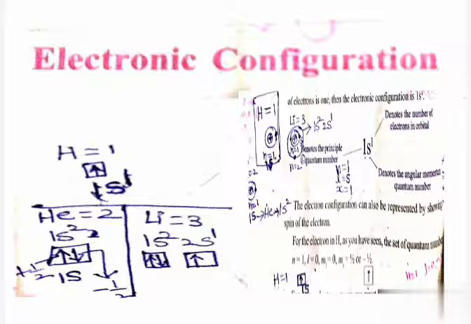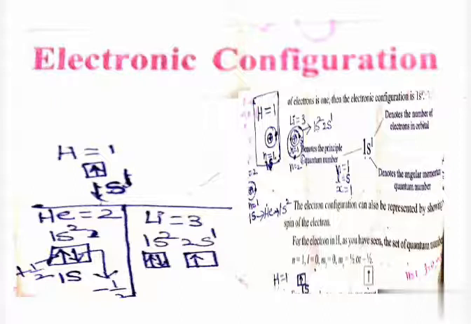We will discuss electronic configuration. Till yesterday we discussed the topics shells, subshells, orbitals. How do electrons in an atom occupy shells, subshells and orbitals? About that, now we will discuss.